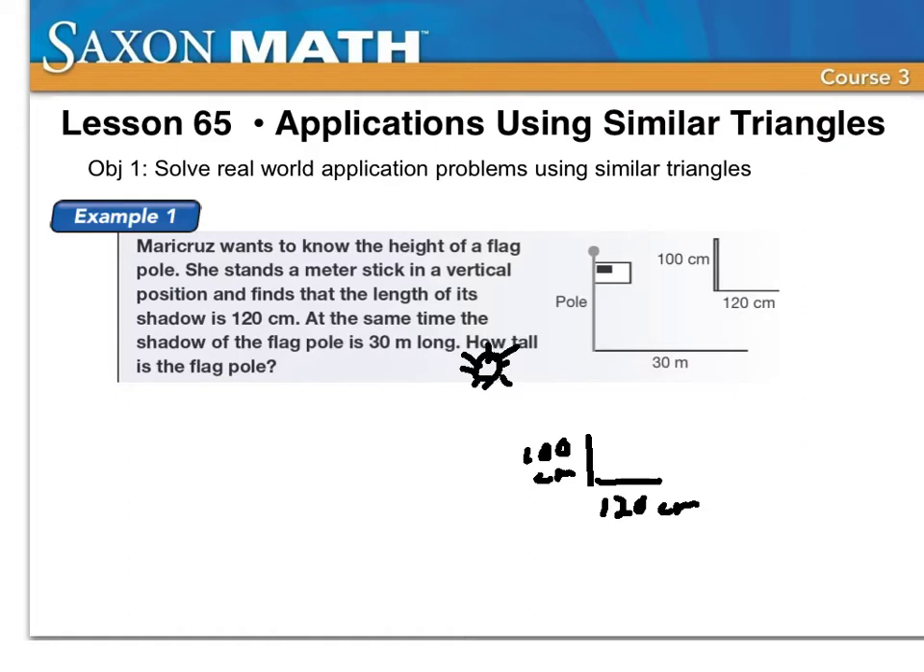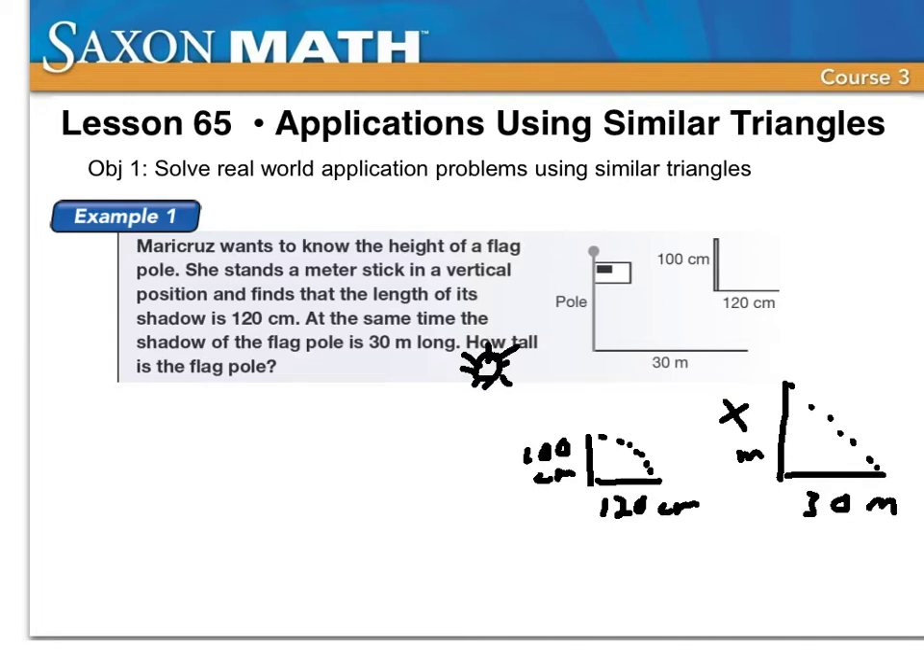Okay, and if you look at this, we could make this like a triangle. Alright, and with the flagpole we could do the same thing. Here's the flagpole, here's its shadow, 30 meters, and we want to know how tall this is, and we want to keep the measurements the same. Okay, so if the flagpole's shadow is in meters, we want to know how many meters tall this flagpole is. And again, we could connect this and make a triangle.